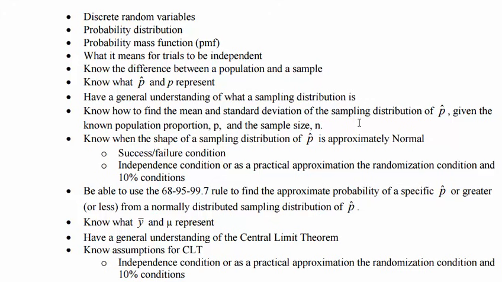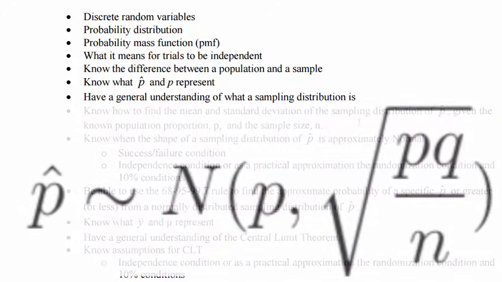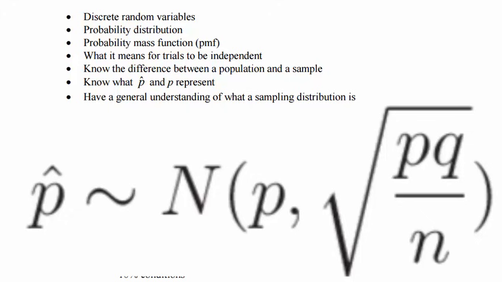So we talked about how to find the mean and standard deviation. The mean was p and the standard deviation was the square root of p times q over n. Don't accidentally use p hat there. P is the true proportion, and that is what you use in the formulas because it's the truth.